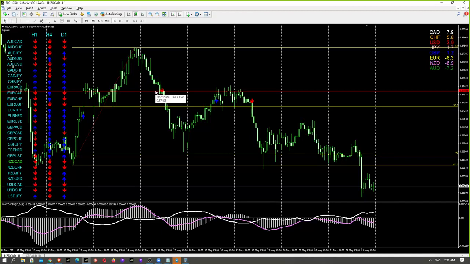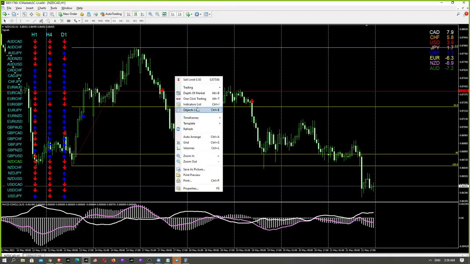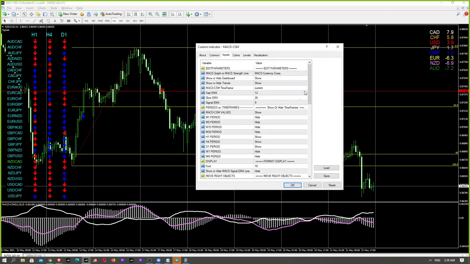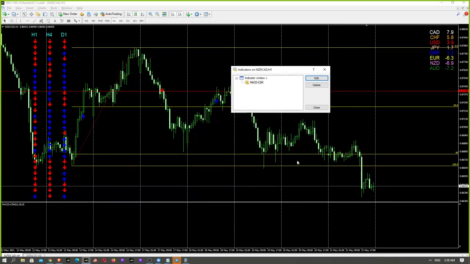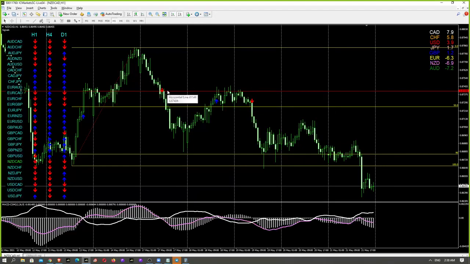Are you using the standard settings? Yes, I'm only using the standard settings on our indicator. As you can see, this is the standard settings. If you would, I would reset it. It's just like that. The default parameter on our indicator is the best setting that I'm using.